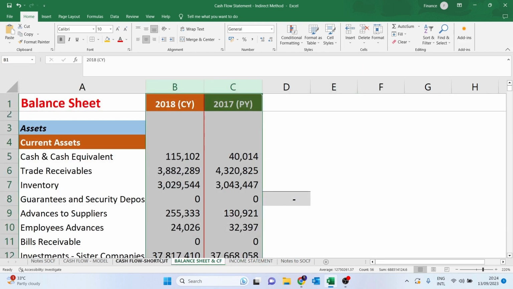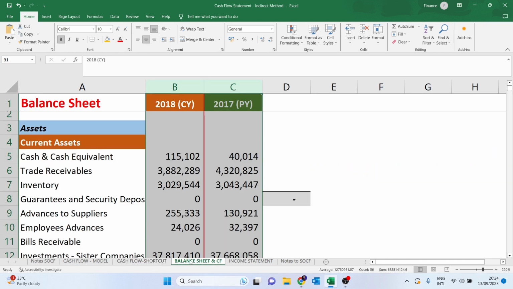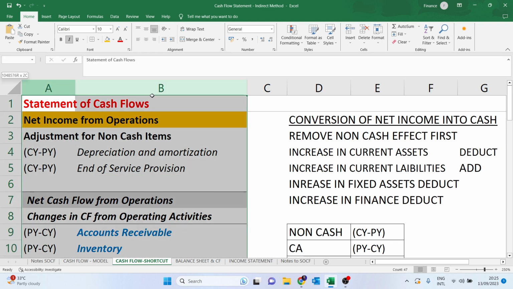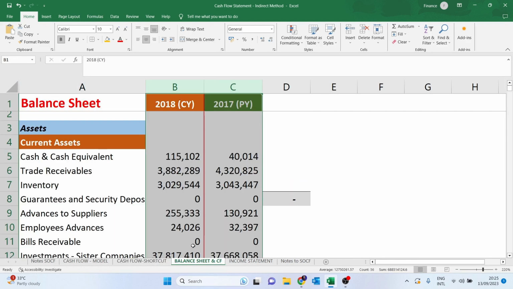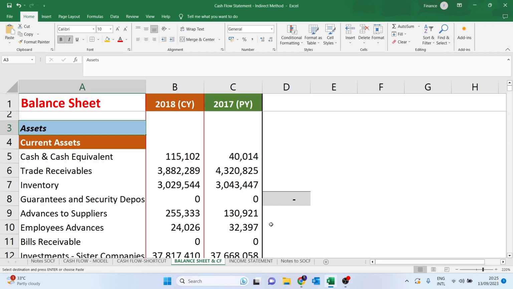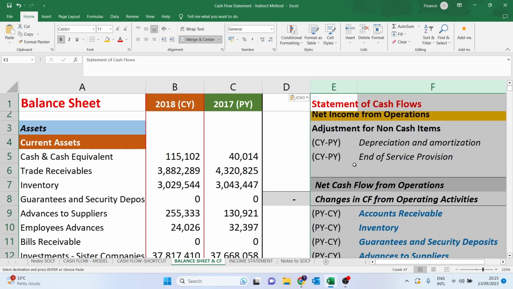Now, before explaining the theories, let me tell you how to prepare it. Within like 10 minutes we can prepare a statement of cash flow in Excel. For that, I have created a shortcut here. What I'm going to do is prepare it in the same sheet because the two balance sheets are here. So we will go to the model. I will copy that model to here so that everyone can understand easily. I will just paste it here.